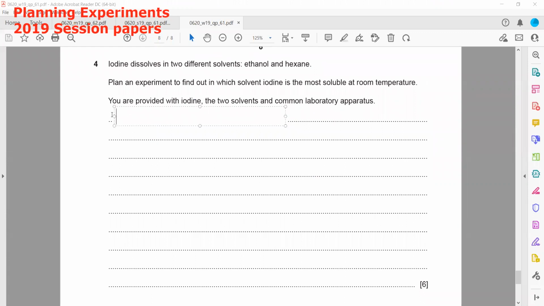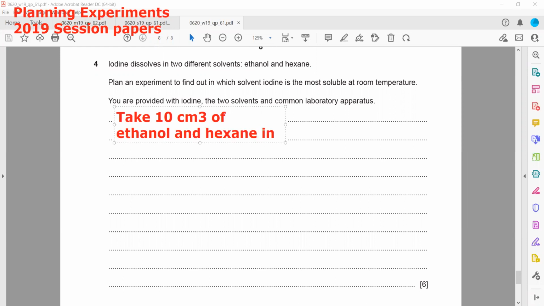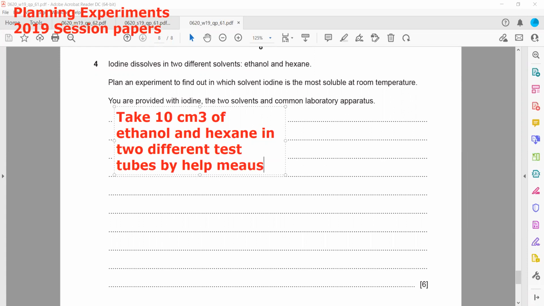So we will take 10 cm cube of ethanol and hexane in two different test tubes with the help of a measuring cylinder. That is one thing.